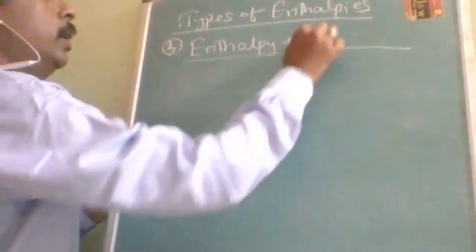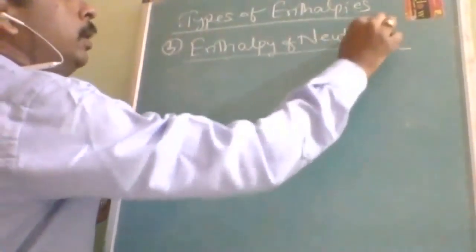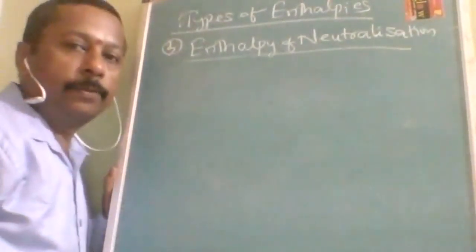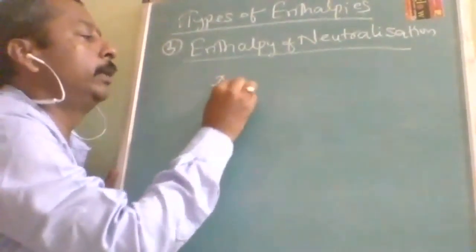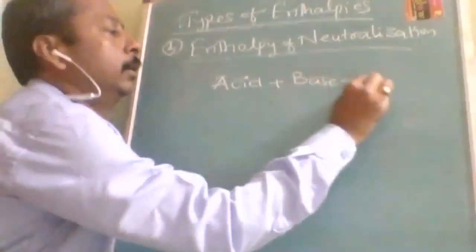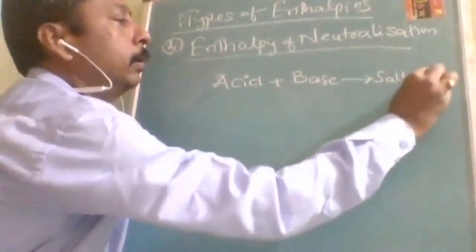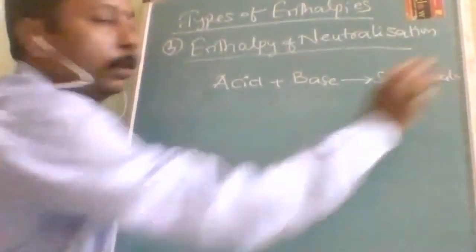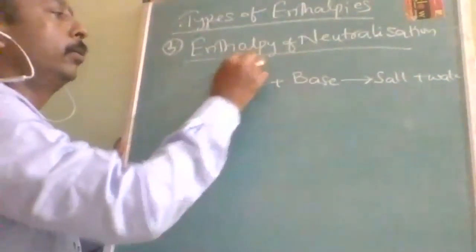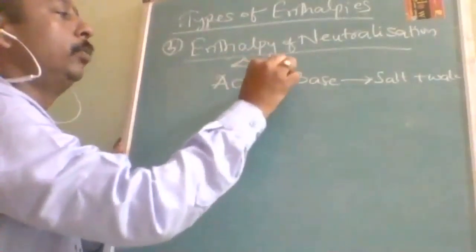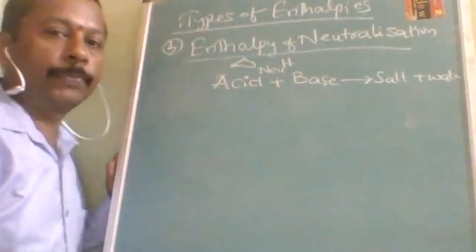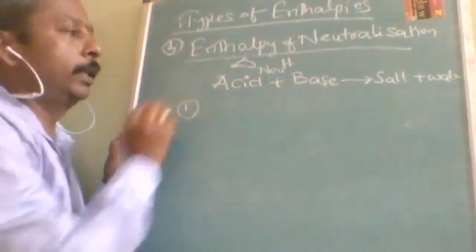Enthalpy of neutralization. Okay. So enthalpy of neutralization means when one equivalent of acid combines with one equivalent of base to form salt and water. To form salt and water is called as enthalpy of neutralization. Okay. And it is denoted with delta H neutralization. And here the uses I will tell you.